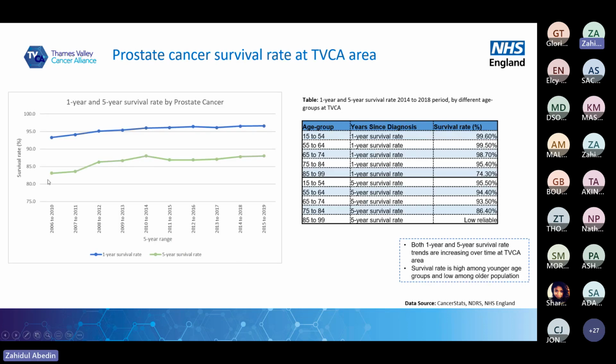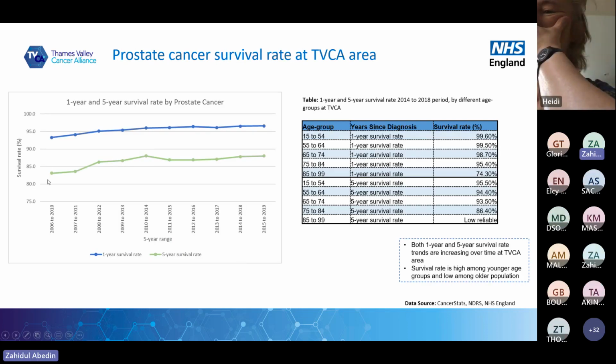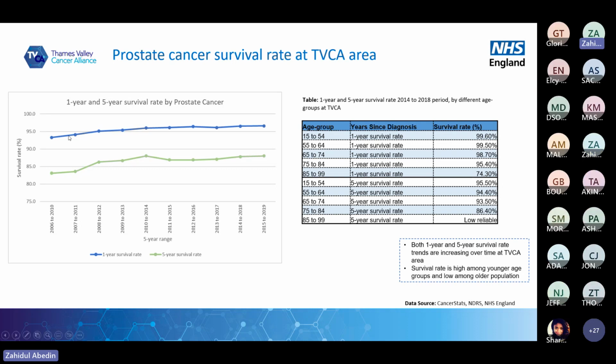My last slide is prostate cancer survival rate at TVC area. The left-hand side figure shows the 1 year and 5 year survival rate for prostate cancer at TVC area. You can see that the survival rate is slowly increasing, both for 5 year and 1 year. Obviously, maybe because of medical advancement, probably you can answer.